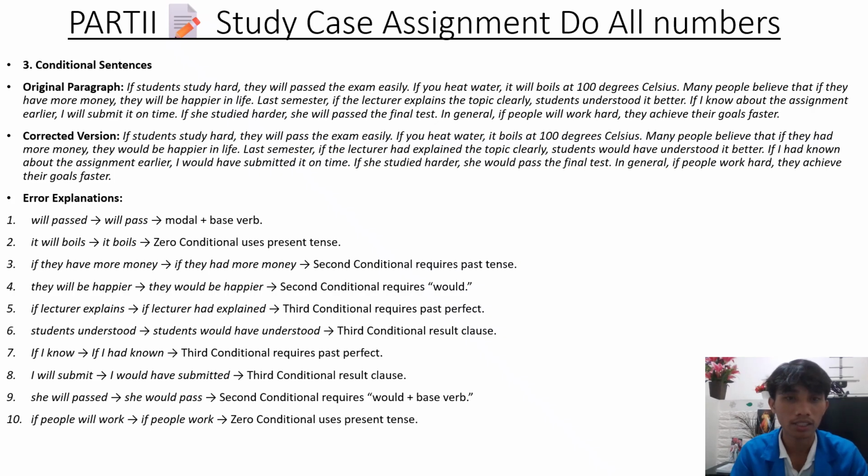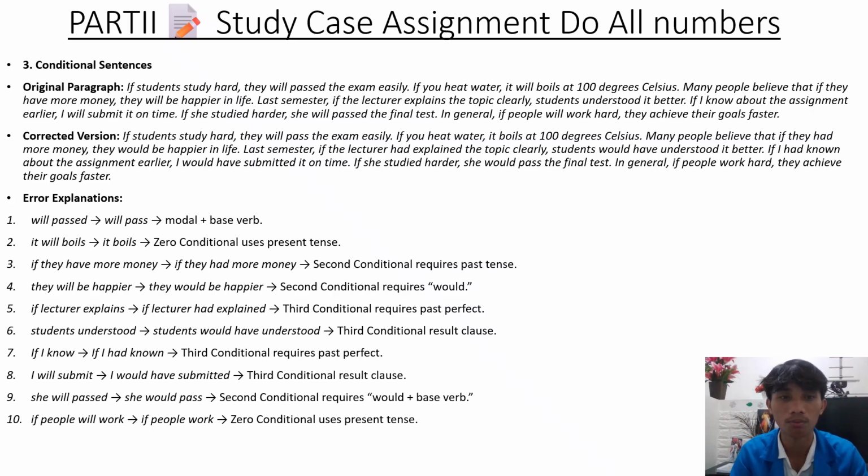In corrected version, if students study hard, they will pass the exam easily. If you heat water, it boils at 100 degrees Celsius. Many people believe that if they had more money, they would be happier in life. Last semester, if the lecturer had explained the topic clearly, students would have understood it better.